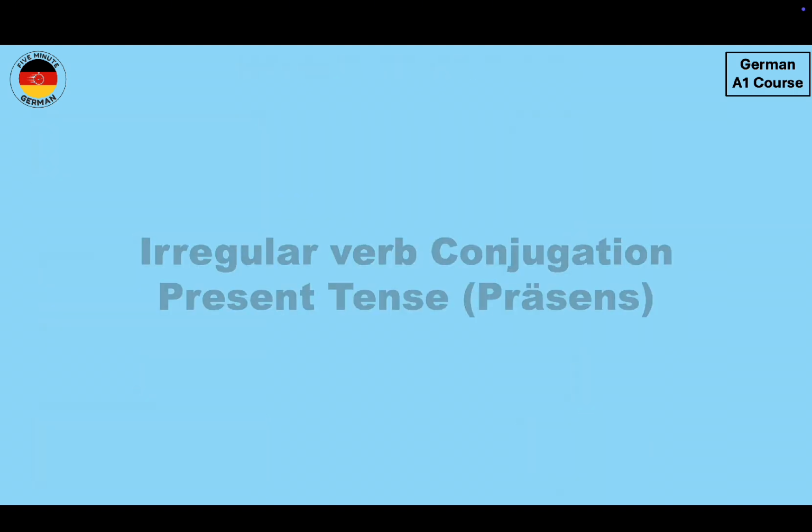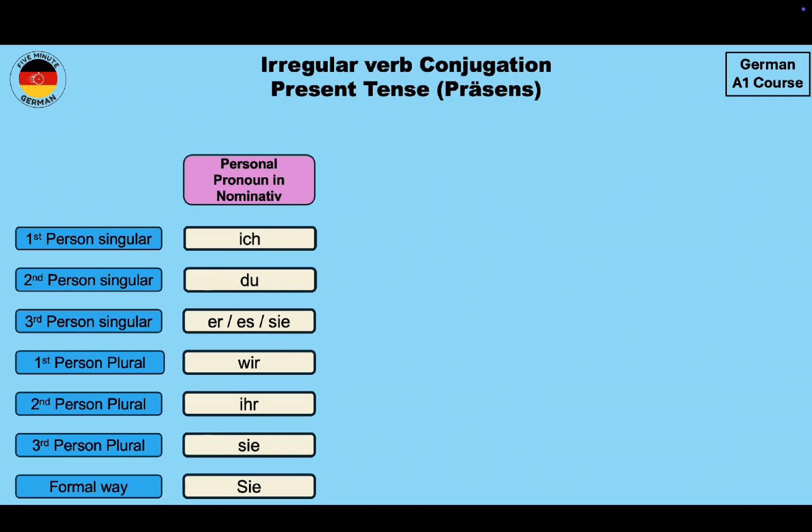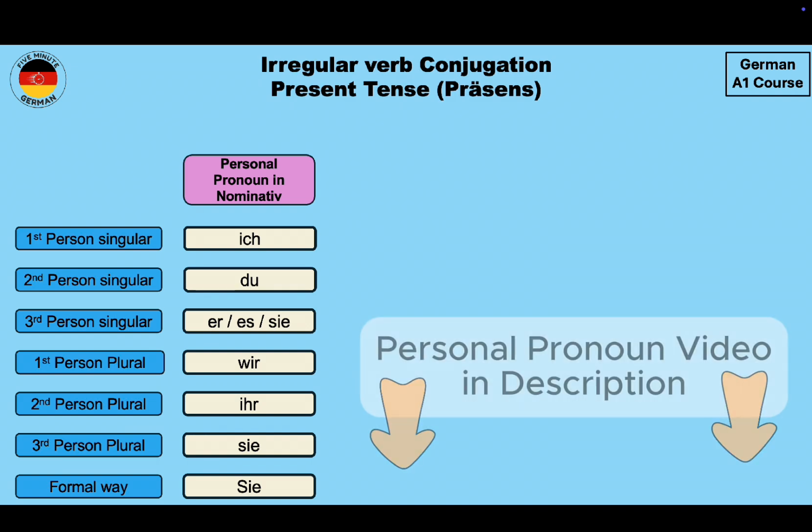Now let's take a look at the irregular verb conjugation in the present tense, or Präsens. Over here, you see that I have already written the different cases and the personal pronouns in nominative. I have explained these cases in detail in another video, which I will link in the description below.